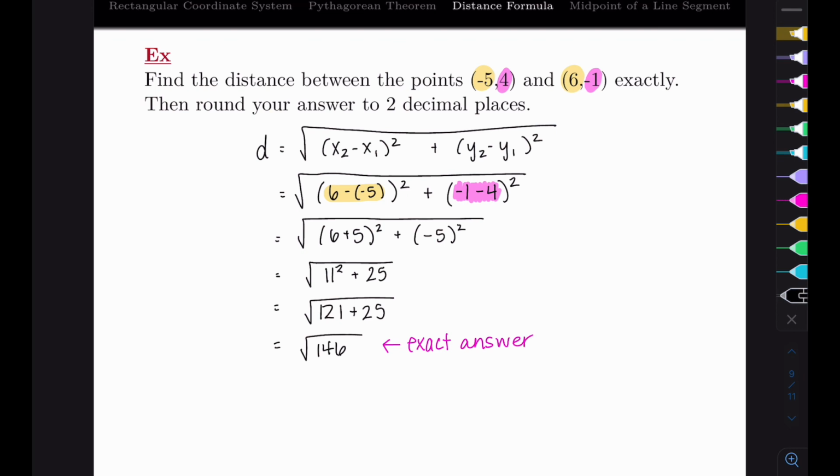Okay. Now, if you go ahead and plug this into your calculator, then you can round it to 2 decimal places. This is about 12.08. So this is our decimal approximation. So again, just double check what your directions say. If it says to round, then you know you can plug it into the calculator. But if it does not say to round, that means it wants something exact. And typically it wants it fully simplified.